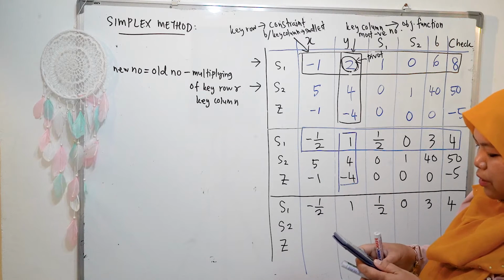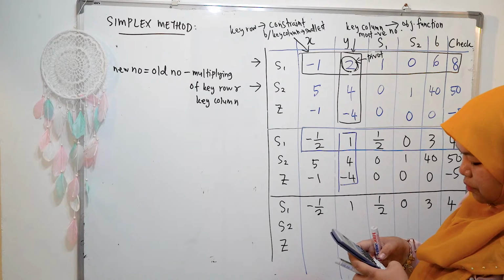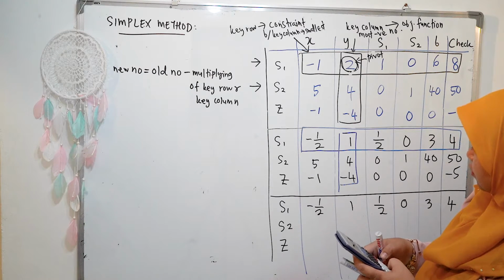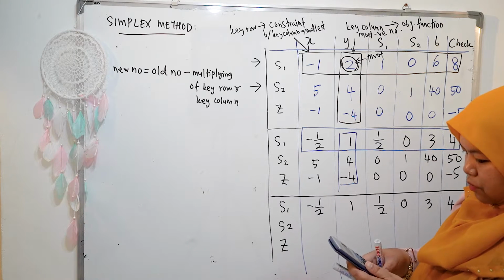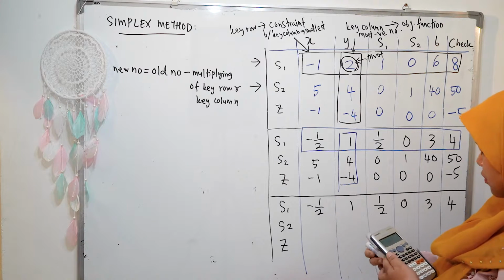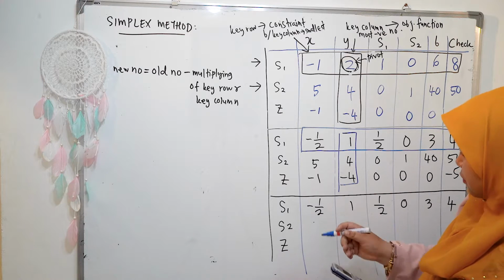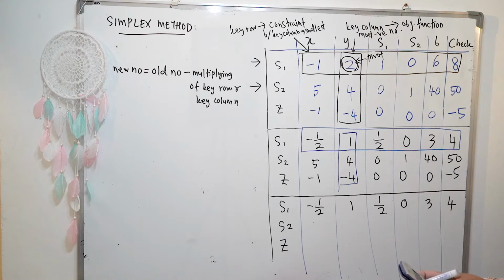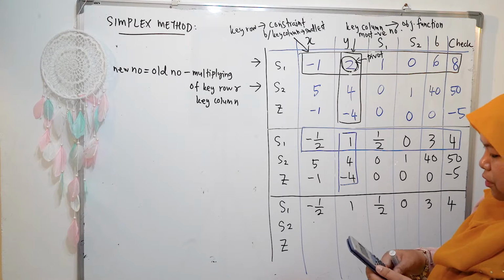Okay, 5 minus... okay, so I got 3 here. Okay, I made a mistake here. Okay, 5 minus negative half times 4. So I get 7.